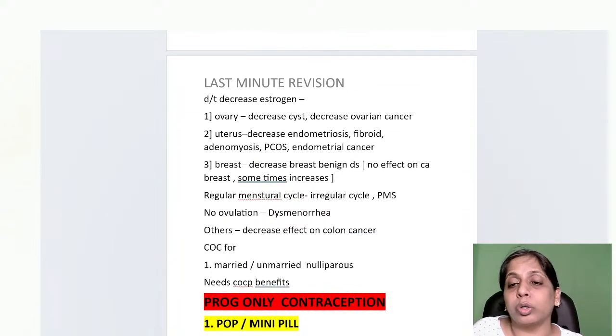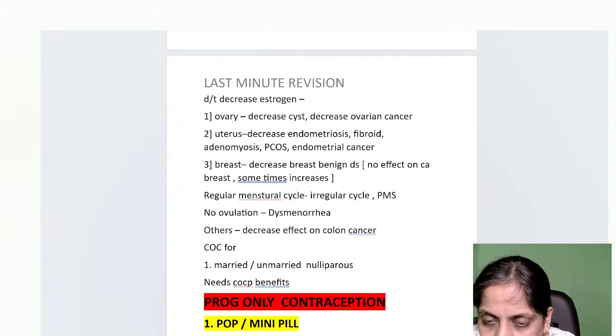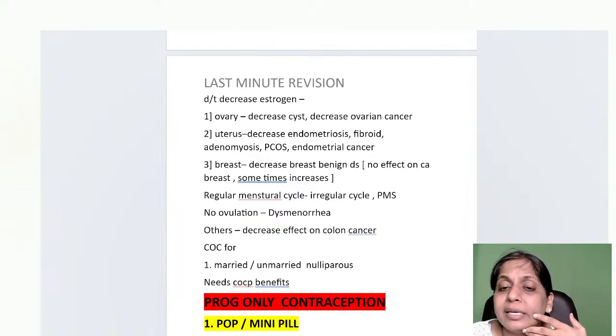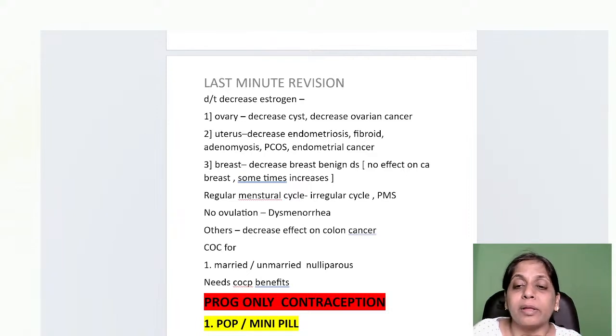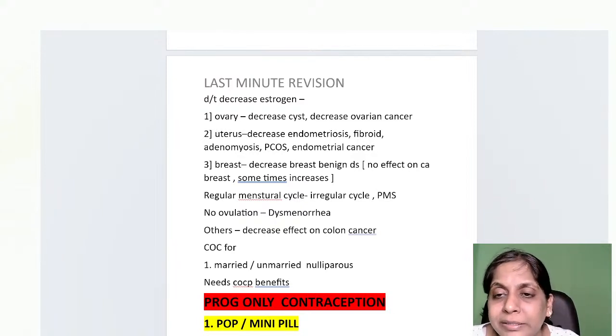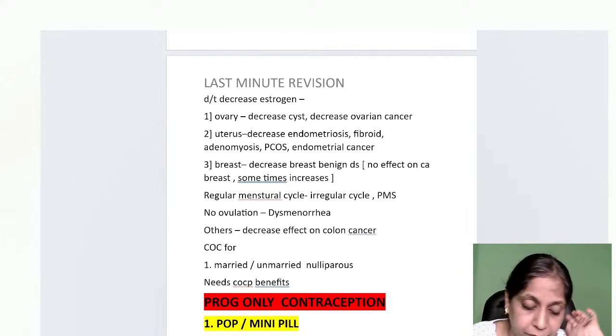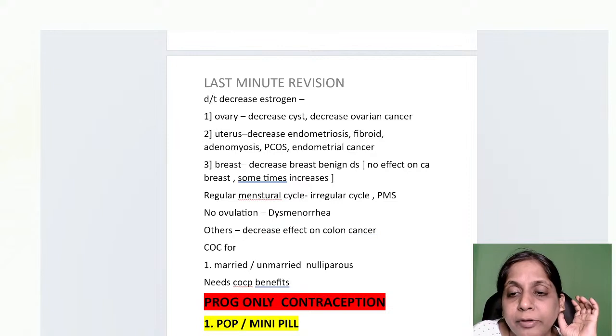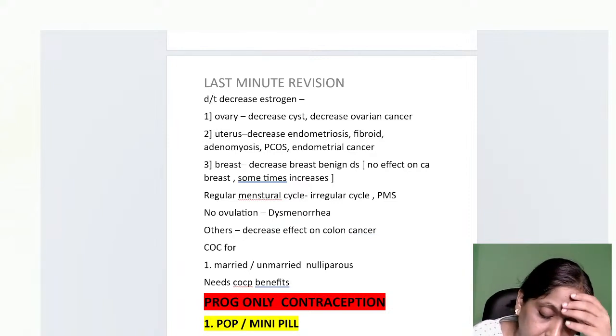As I already told you, in lactation one can take COCP pills, but if they ask you just after placenta removal, then you are going to say post placental copper T is preferred. Okay, post placental copper T is preferred. In general, if they ask you in lactation, you will say progesterone only pills.